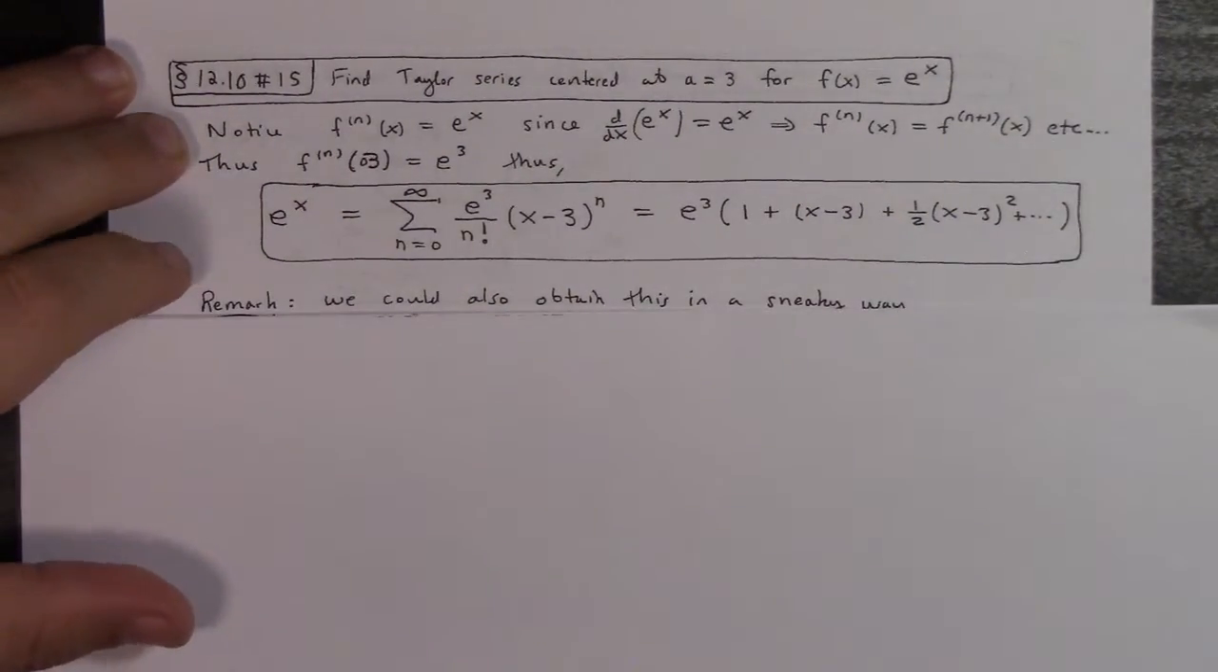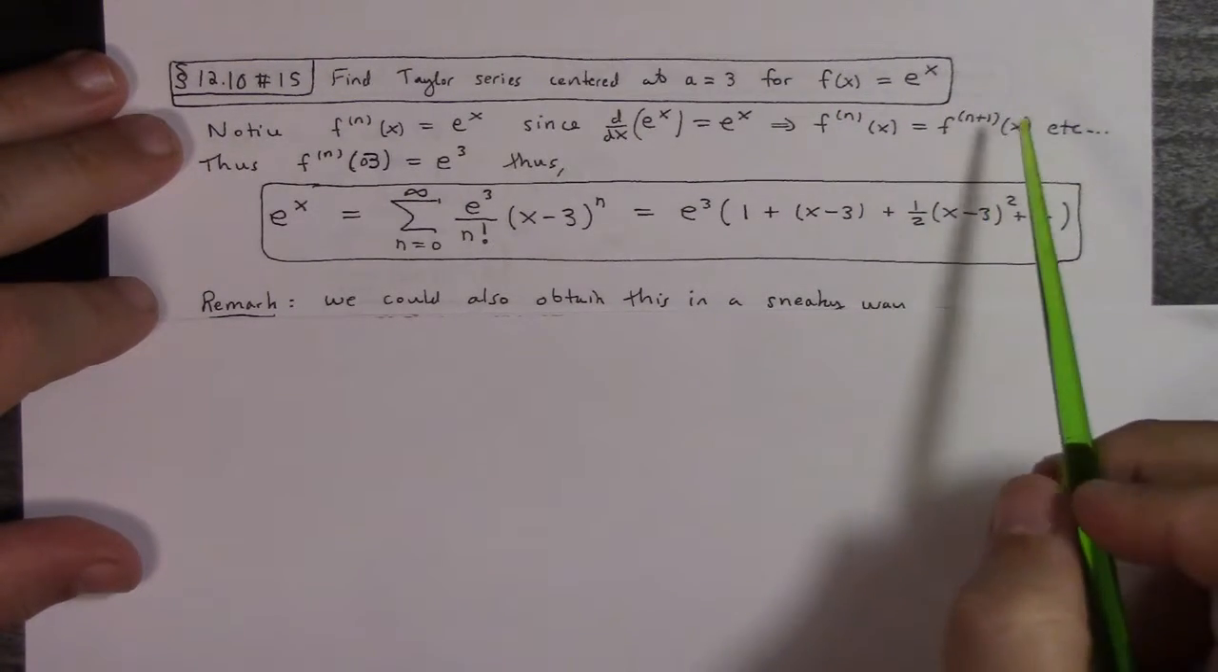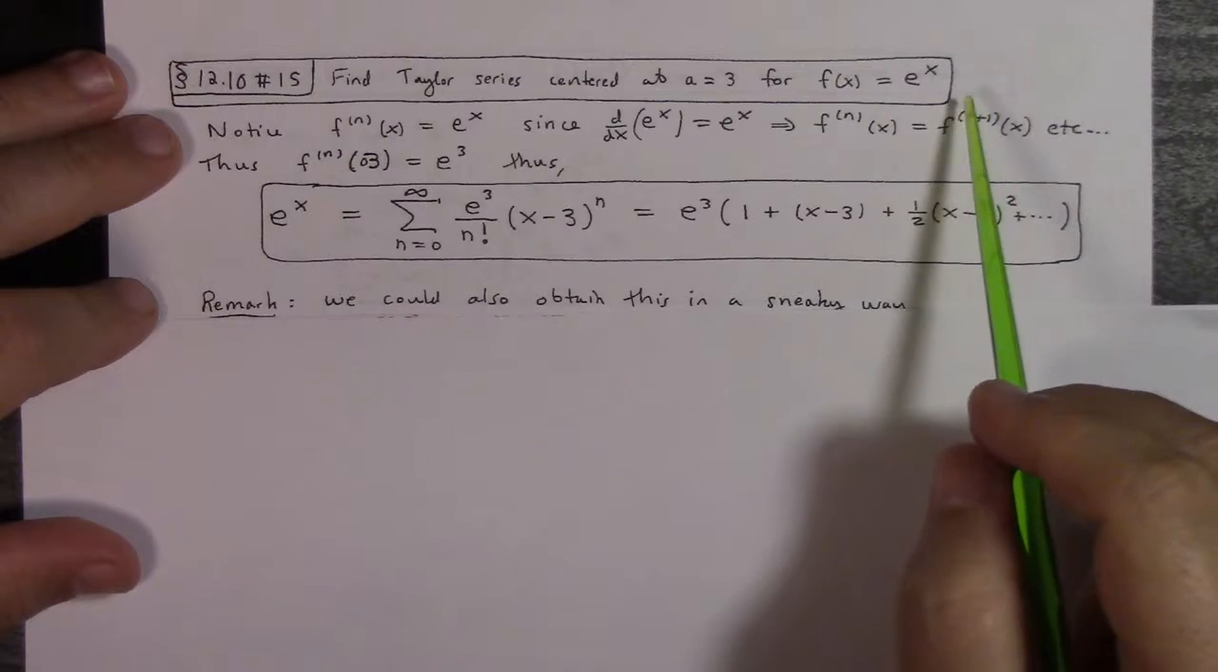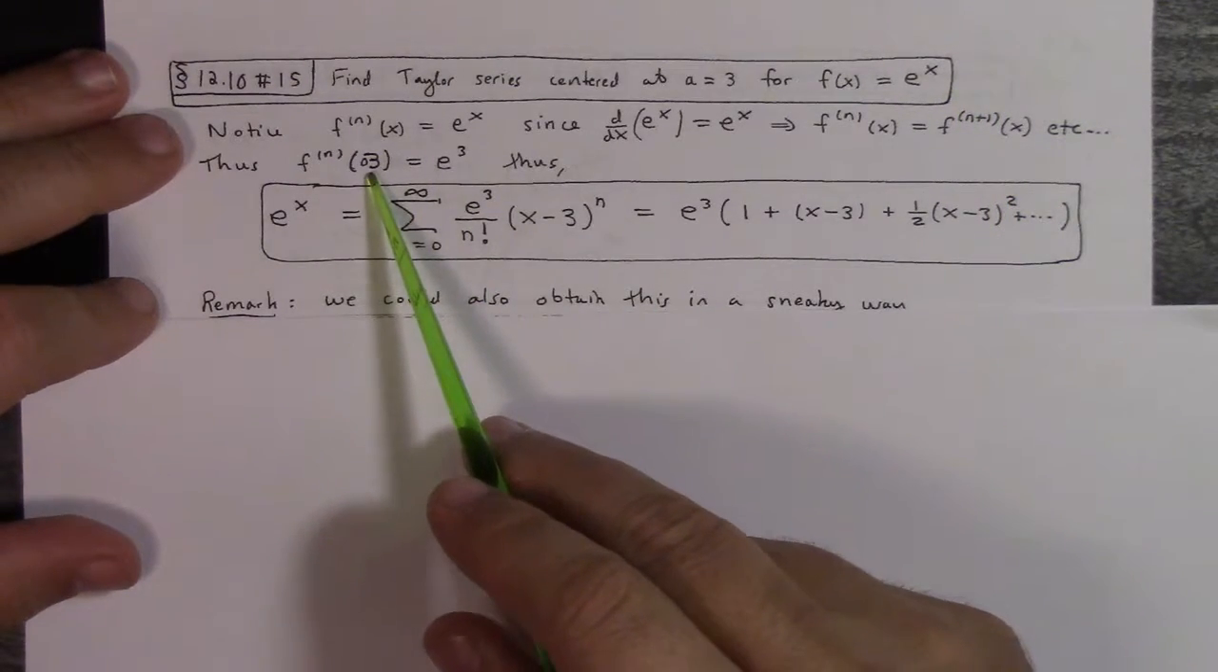15, Taylor series centered at a equals 3 for f of x equals e to the x. So since it's e to the x, it's easy enough to differentiate as many times as you like. Not sure what happened there.